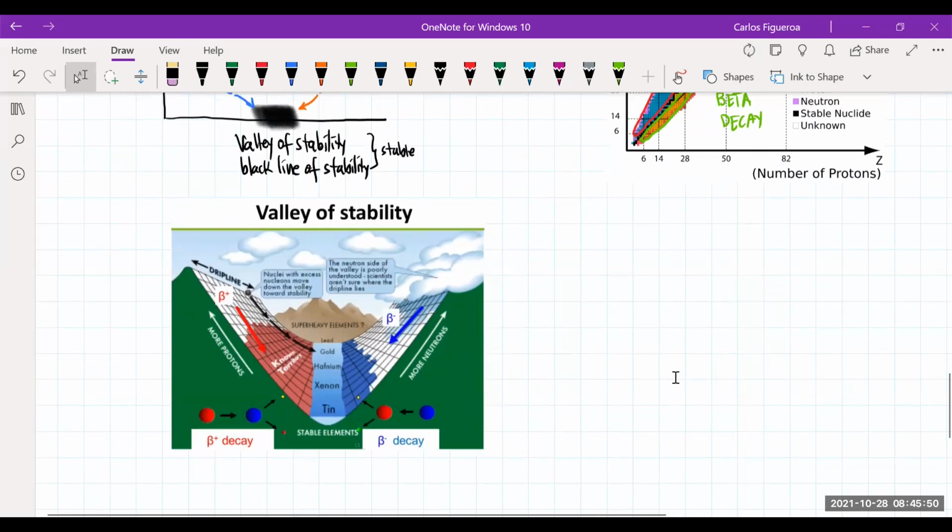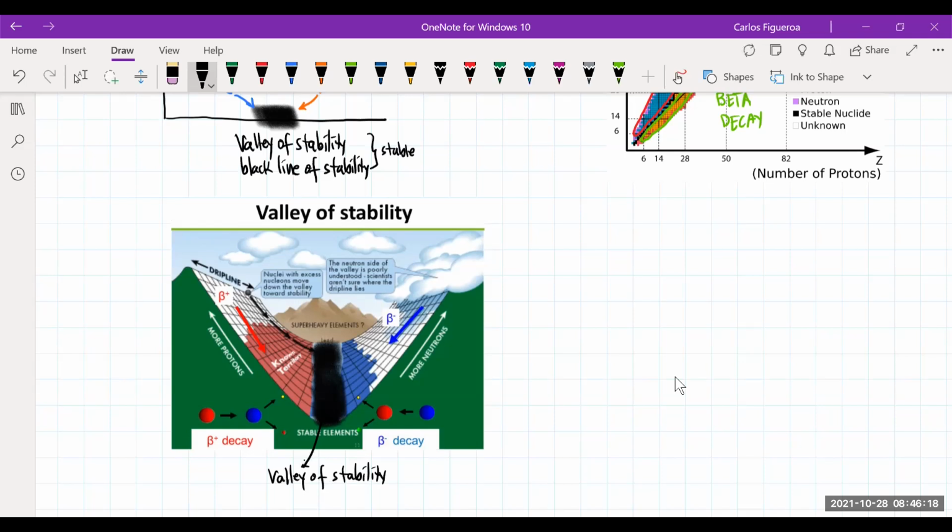So now let's look at the valley. Down here, these are the stable heavy nuclei. So right here is where you get the valley of stability.